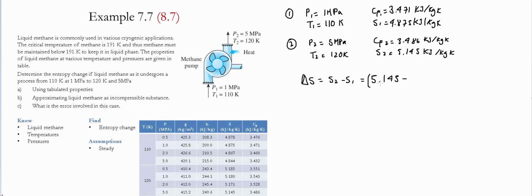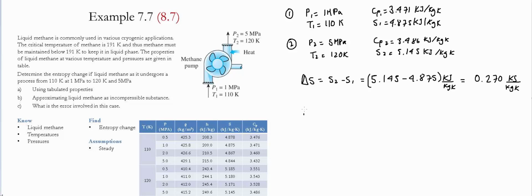5.145 minus 4.875. Both of them are in kilojoules per kilogram Kelvin. Therefore, the final value is going to be 0.270 kilojoules per kilogram Kelvin. Please note that these values come from a table, so these are the actual values for the solution. The approximation is going to be done by assuming that this is an incompressible substance.